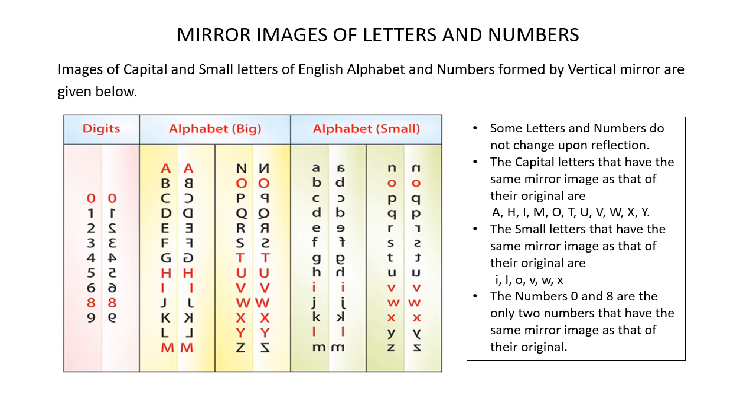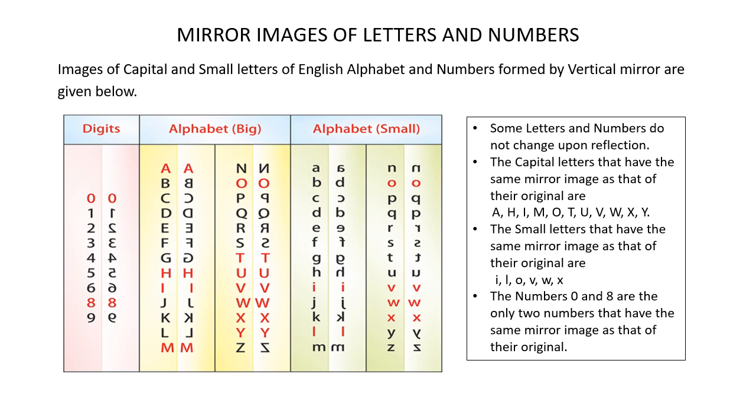These are the small alphabets and these are the mirror images of the small alphabets formed when the mirror is placed vertically. Observe and understand how exactly these mirror images are formed.